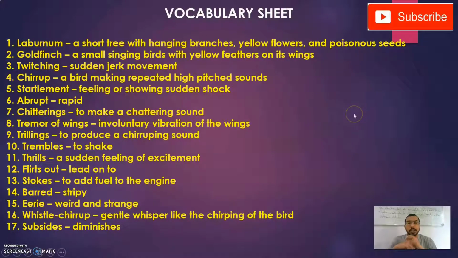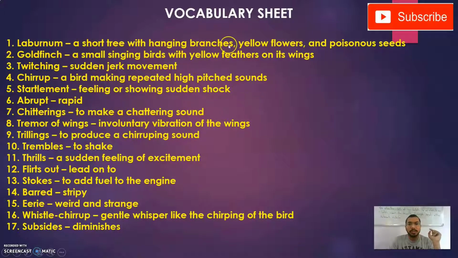This is the vocab sheet. All these 17 words come in the poem, and all these words are important for you to understand. These all will come in between the chapter. You can note them down in your notebook so that when you read the chapter from your NCERT book, it would be easy for you to understand.